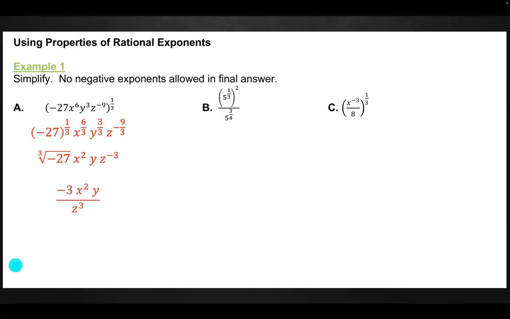Now the cube root of negative 27 is negative 3. And then notice that the z ended up in the denominator. Now I don't like to have negative exponents in my answer, so I'm going to use the reciprocal property or flip that z into the bottom or the denominator of my fraction in order to make that 3 positive.